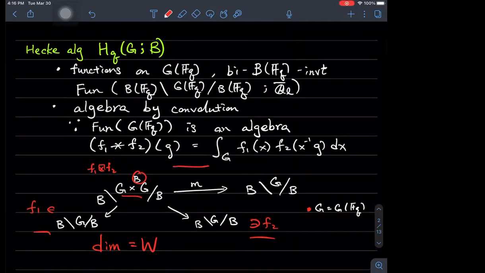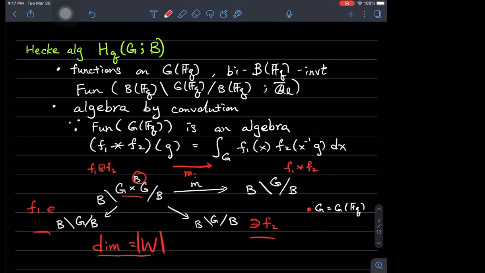Then I could push forward along this map. Pushing forward in function language means integration along the fiber. And then I will get a resulting function f1 star f2. So pull back, take the tensor product, and then integrate along the fiber. I should mention that this Hecke algebra has dimension |W|, the cardinality of the Weyl group.